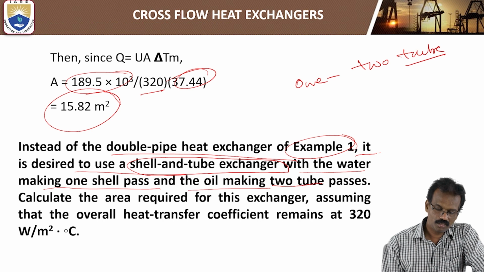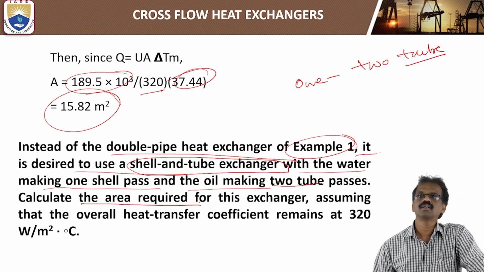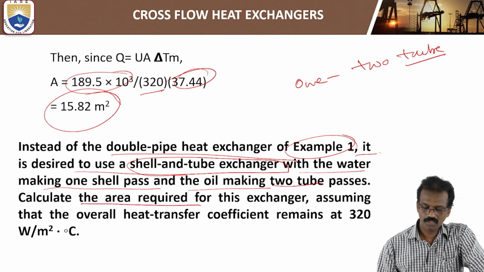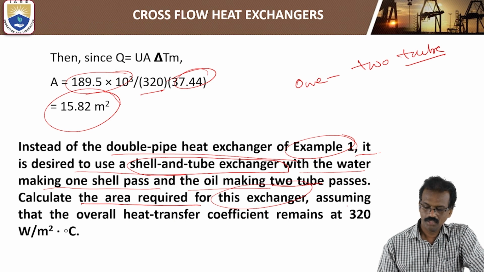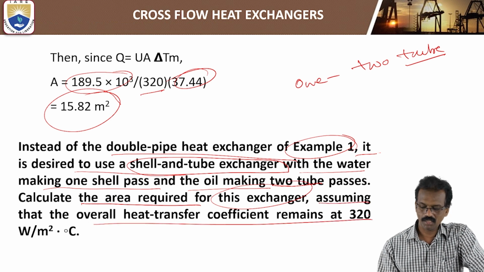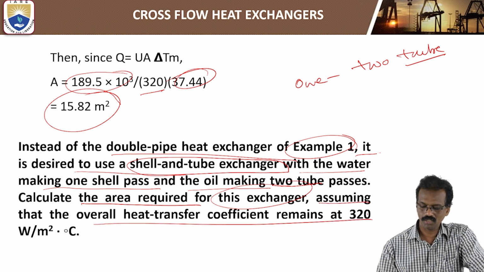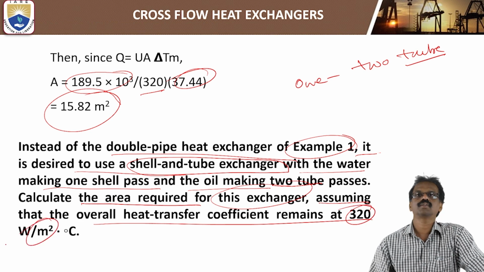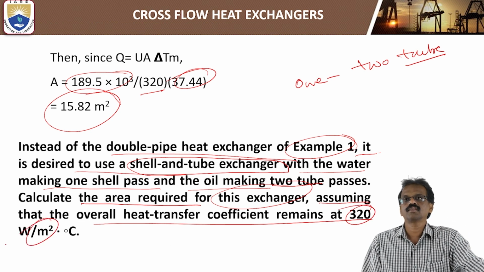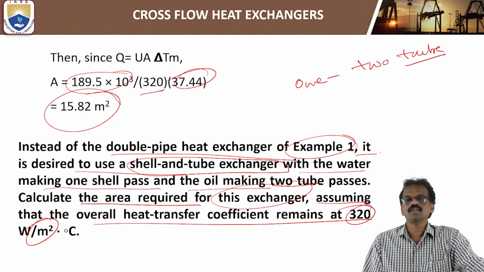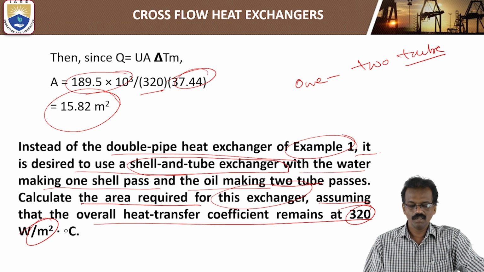Here also, calculate the area required for this heat exchanger, assuming the overall heat transfer coefficient is 320, the same value here and there also. So here the design has been changed. Instead of the double pipe heat exchanger, the shell and tube type heat exchanger has been taken.